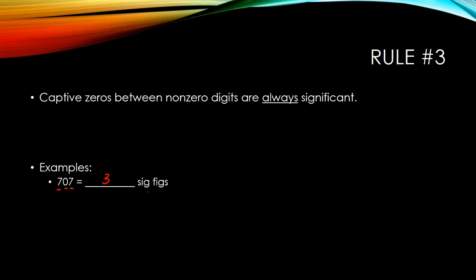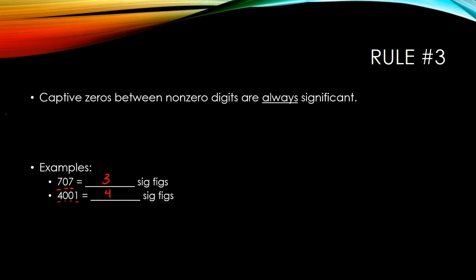Now let's look at another one. This time we have 4001. Here we have 2 zeros that are trapped between a 4 and a 1, which means that all 4 of these numbers are considered significant. So this has 4 sig figs.